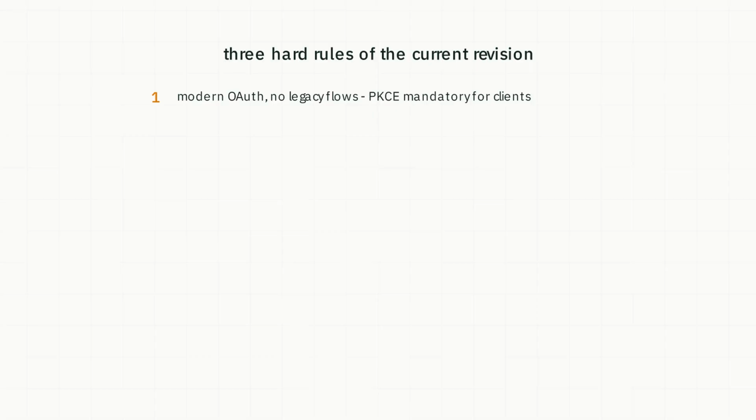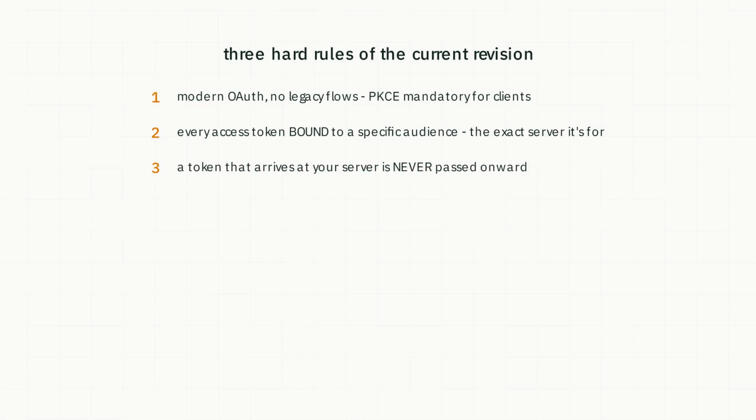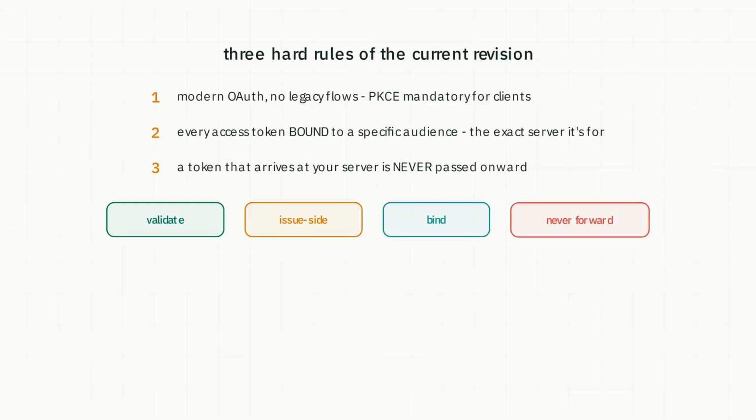1. The modern authorization framework, no legacy flows, with proof key for code exchange mandatory for clients. 2. Every access token is bound to a specific audience, the exact server it was issued for. We'll spend the whole next chapter here. 3. A token that arrives at your server is never, ever passed onward to some other API. Validate, issue side, bind, and never forward. 4 verbs, and most real-world deployments break at least one of them.